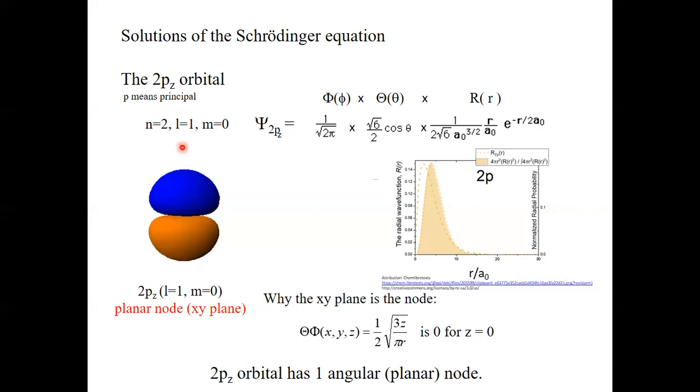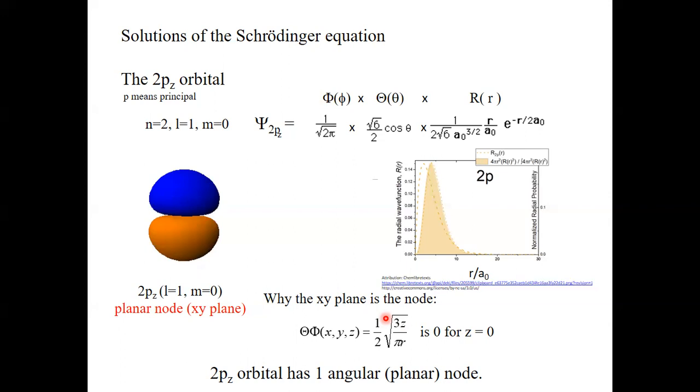Okay, so that's why it has the name, or more precisely, it actually has its name because it's a linear function of z, according to this expression here. This is actually why it's called pz. It's a linear function of z. Okay, so now we have understood our pz orbital, 2pz orbital.